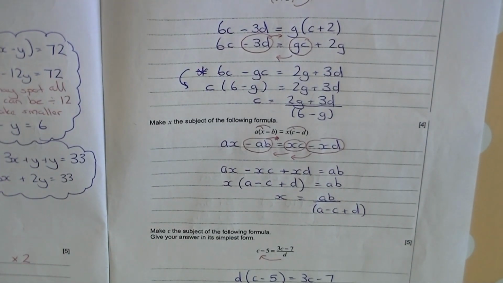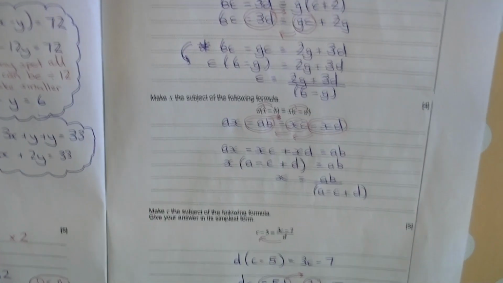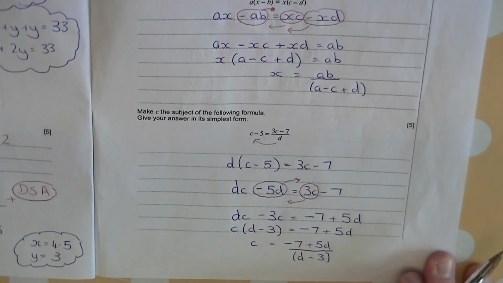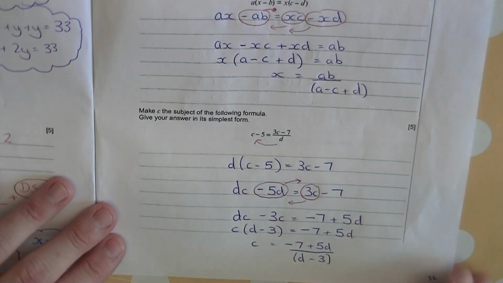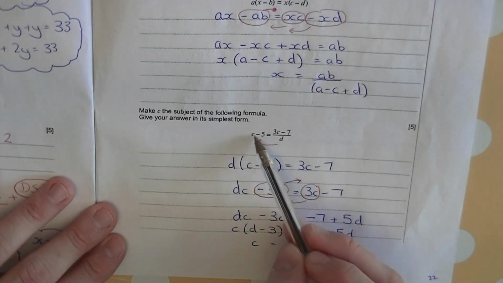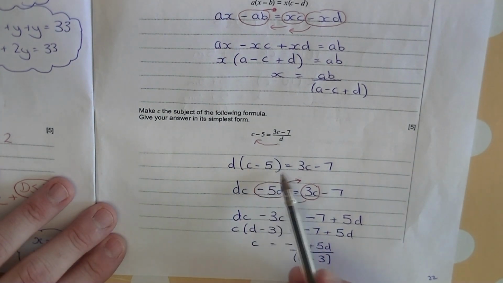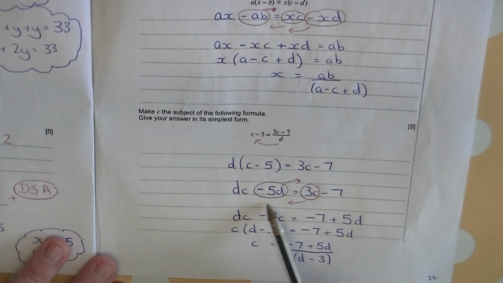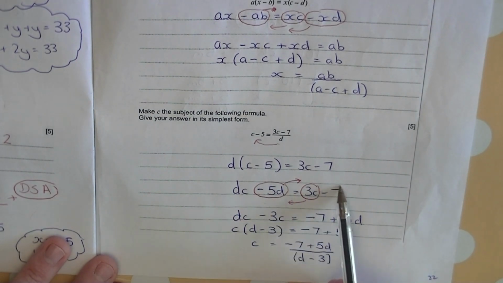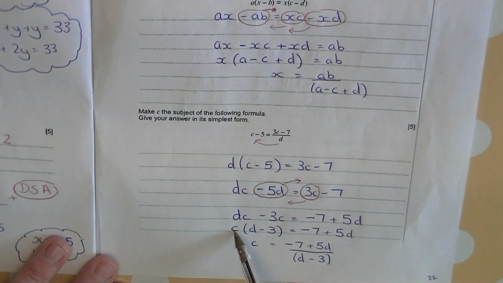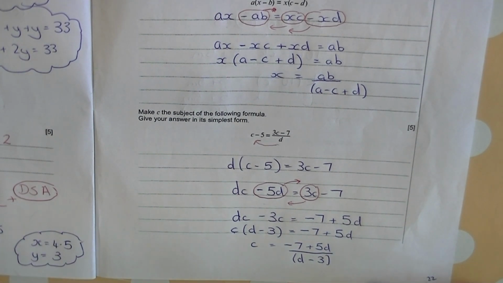The next one, have a look at it. Expand the bracket, collect the subject terms one side and everything else the other. Pretty straightforward. And the bottom, the same. Remove the fraction. That times that is equal to that. Expand the bracket and then collect anything with a c this side, anything without c's the other side. Factorise and slide that underneath.